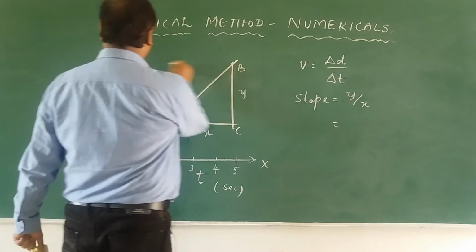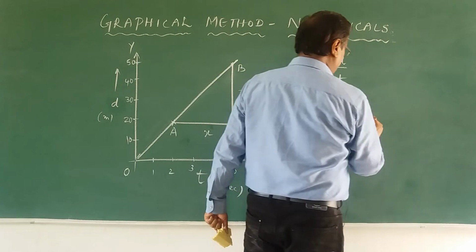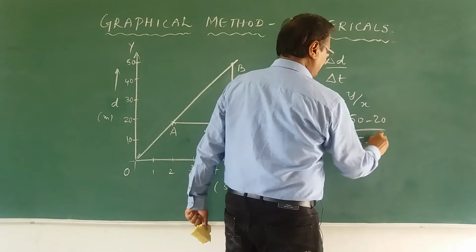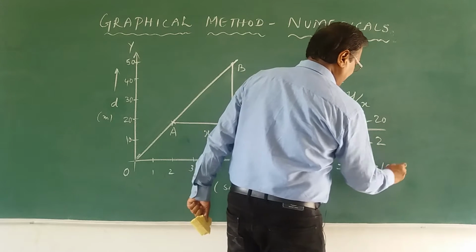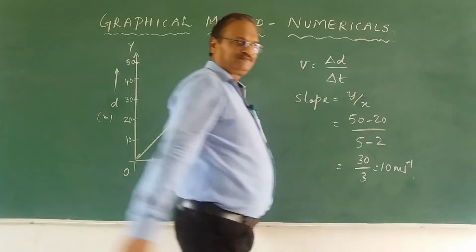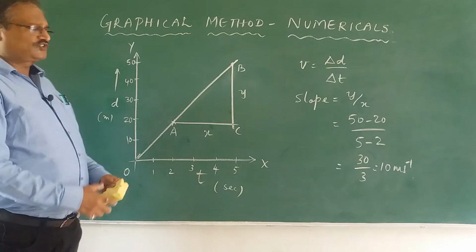What is the y value? B is 50 and C is 20. So 50 minus 20 divided by 5 minus 2, which is equal to 30 divided by 3, that is 10 meter per second. I hope you understand, right? This is one purpose of it.